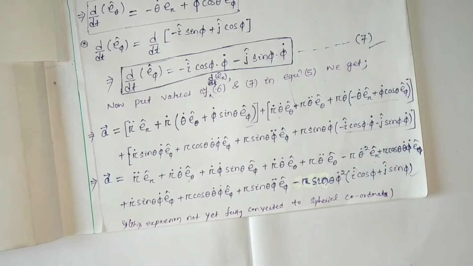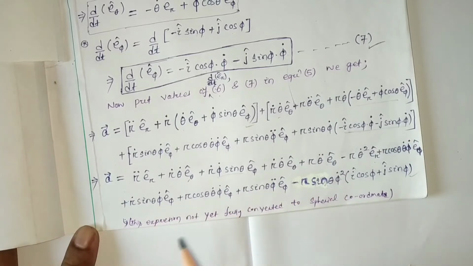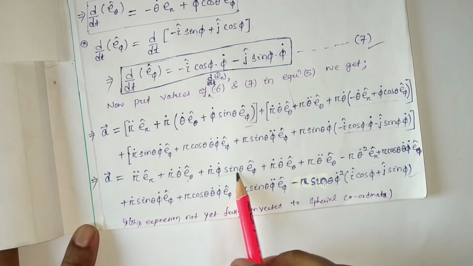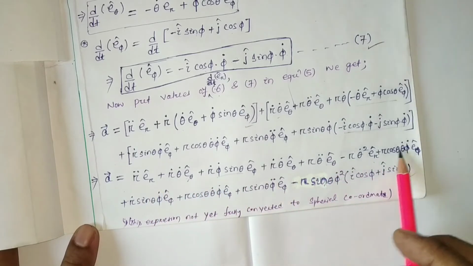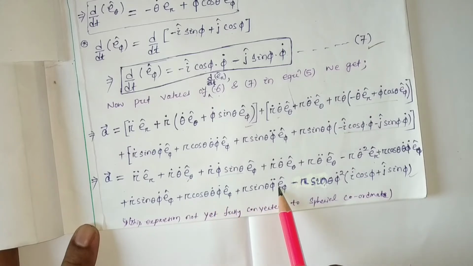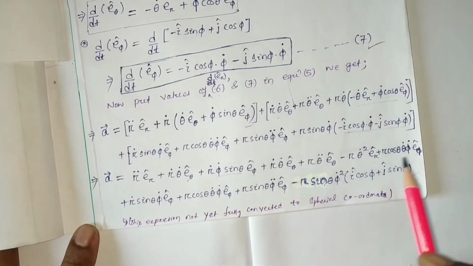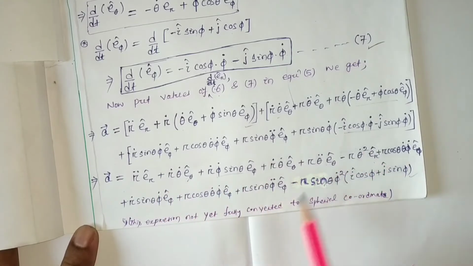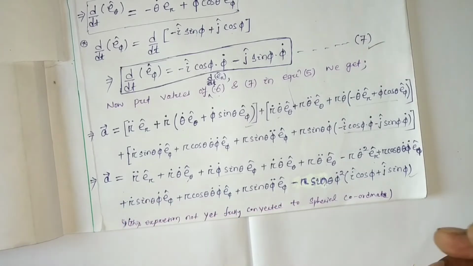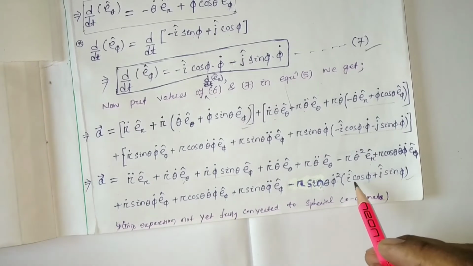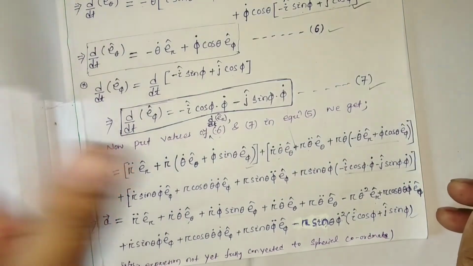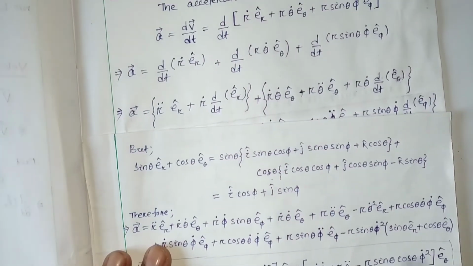Okay. So this is the expression of acceleration, but it is not fully converted to spherical coordinates. Up to this term all are converted, but here you can see i cap, j cap is there. That means the acceleration is not fully converted to spherical polar coordinates. Then what we have to do? We have to convert this i cap, j cap to spherical polar coordinates. How it will be? Carefully you have to watch.